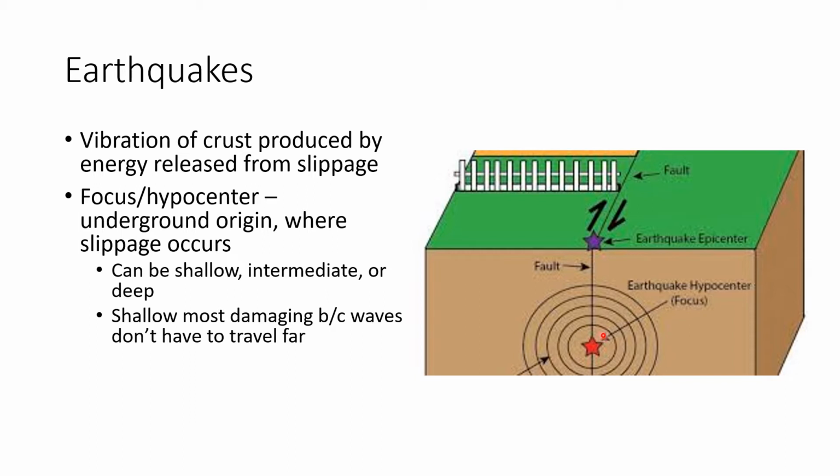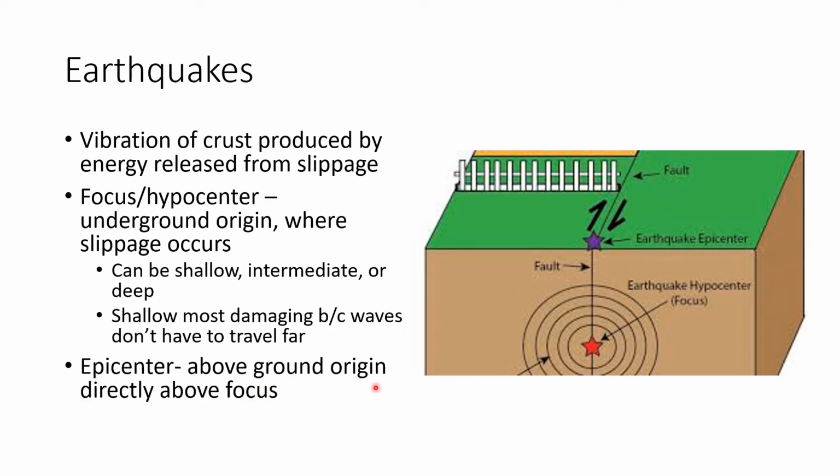Shallow focus earthquakes are the most damaging because the further an earthquake wave has to travel to get to the surface where all of our stuff is, the more energy it loses as it travels through all that rock. So the closer the focus is to the surface, the more damaging it's going to be to our stuff on the surface, because it doesn't lose as much energy as it's traveling.